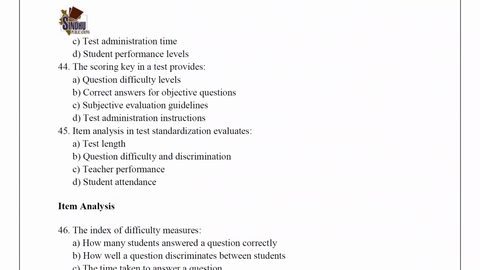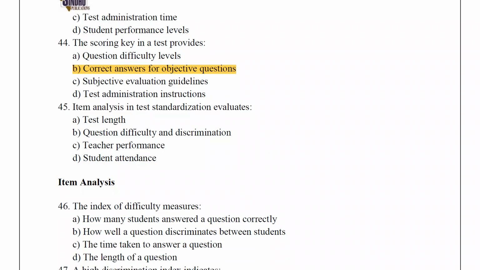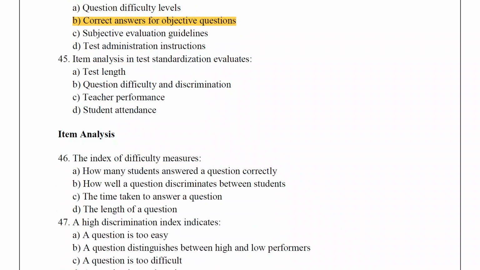The scoring key in a test provides correct answers for objective questions. Item analysis in test standardization evaluates question difficulty and discrimination.